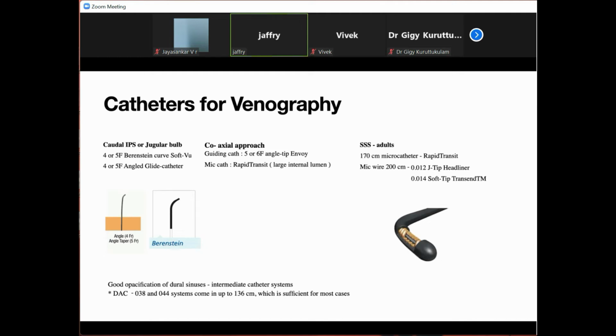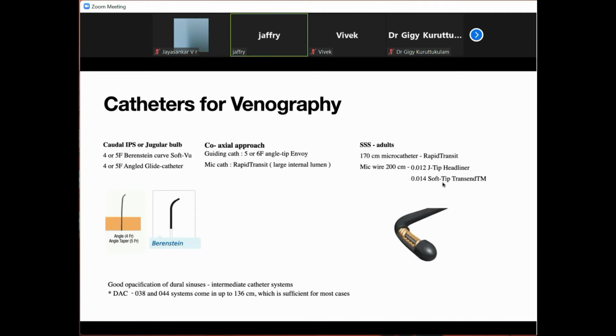It is easy for the passage. And anatomically, to reach the superior sagittal sinus in adults, we should have a microcatheter which is around 170 centimeters, and the microwire must be around 200 centimeters. The recommended microwires are J-tip headliner and soft-tip transcend microwires.